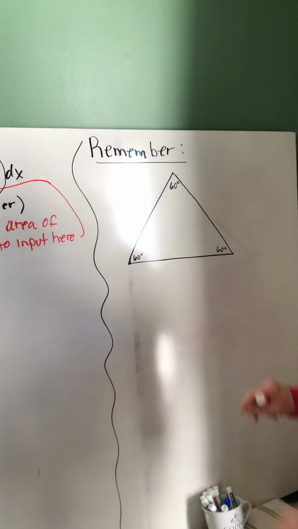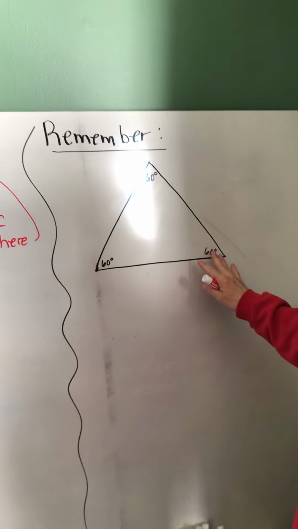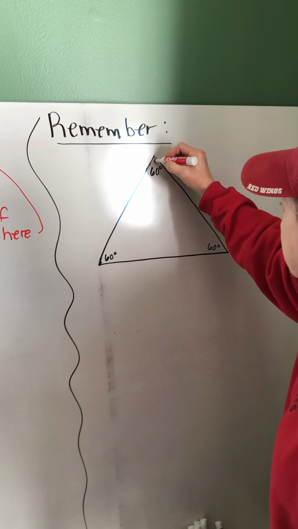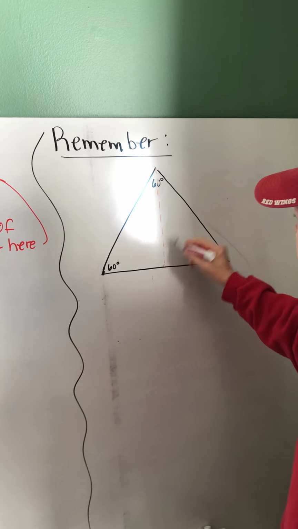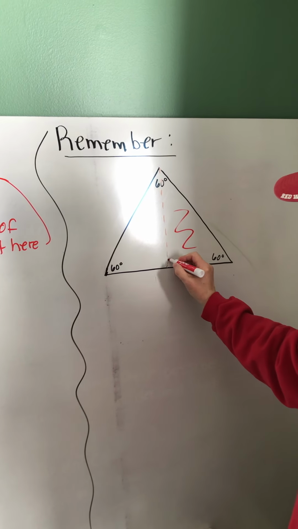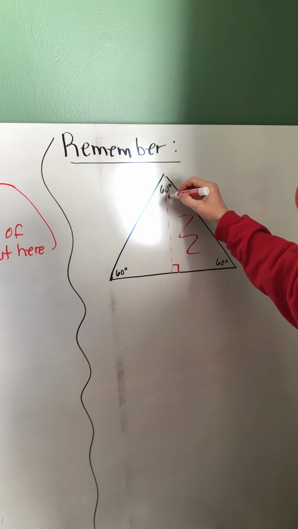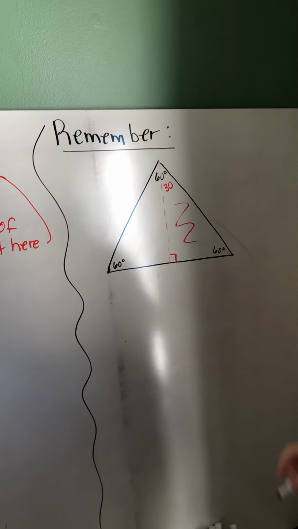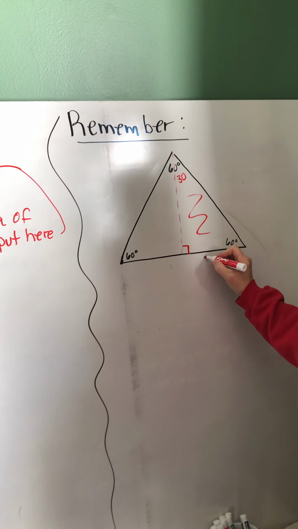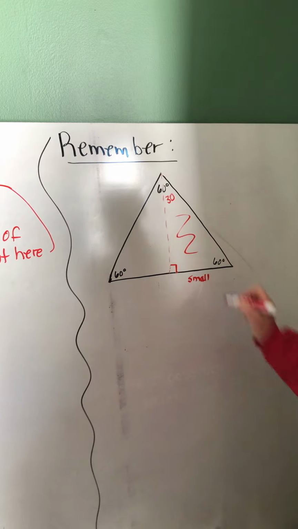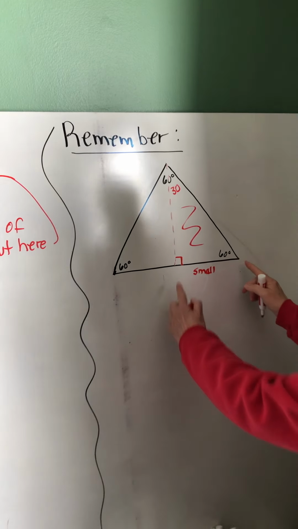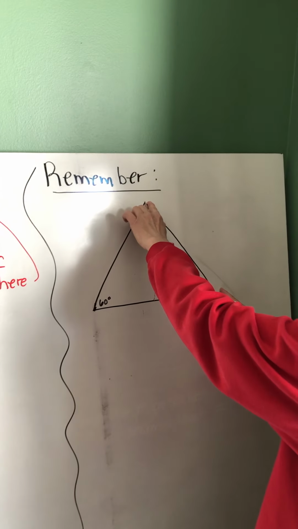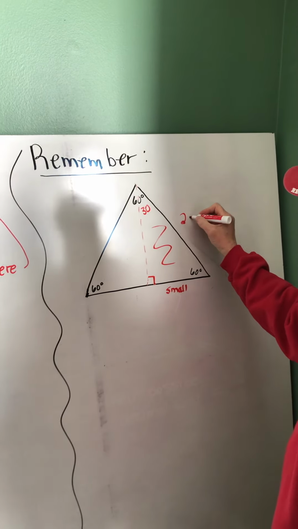Here's what I need you to remember. Here's an equilateral triangle. Notice that if you drop a height here, you have a 30-60-90 triangle, and here's what we know about this: across from the 30-degree angle is the smallest side. We know that was half of one side, so we know that the hypotenuse is 2 times the smallest side.